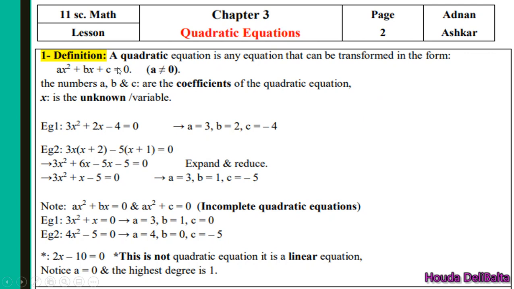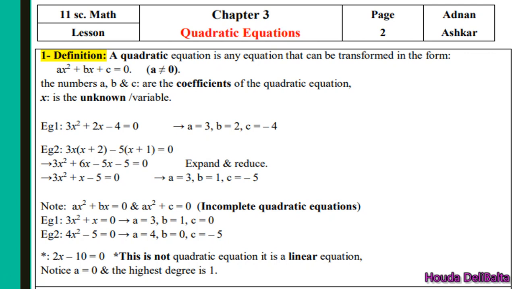Definition of a quadratic equation. A quadratic equation is any equation that can be transformed into the form ax squared plus bx plus c equals 0. The condition on a is that it should be different from 0 for this equation to make sense, because if a is 0, then ax squared is going to disappear.